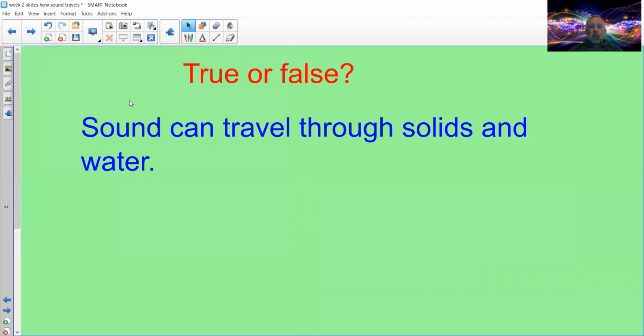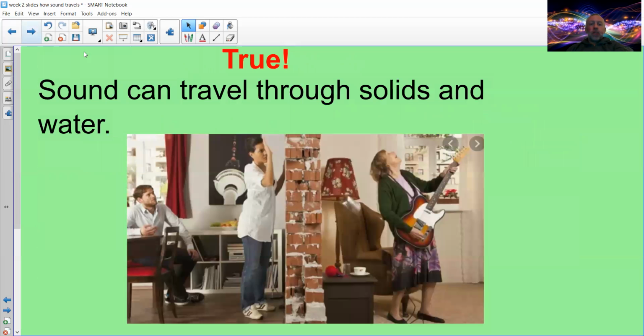Next, true or false? Let's have a think about this. Sound can travel through solids and water. So I want you to pause the video here and just have a think. Do you think that's true or false? Sound can travel through solids and water. Well, the answer is true. So sound can travel through solids and water.